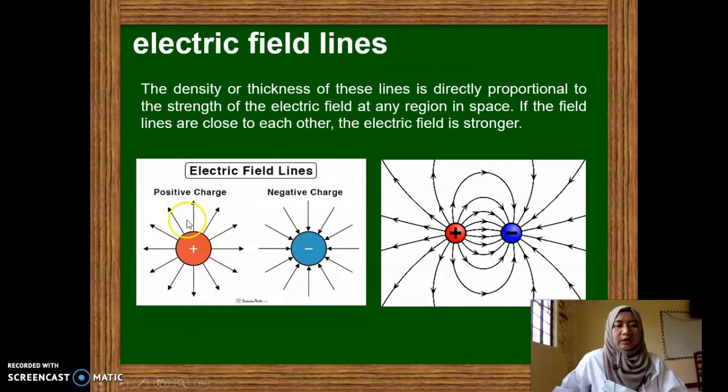Okay, if you look at the positive charge, the electric field lines are outward, while the negative charge lines are going inward. So if two charges are put close to one another, the tendency is that they will be attracted because the positive charge is going outward, and the negative charge is going inward.